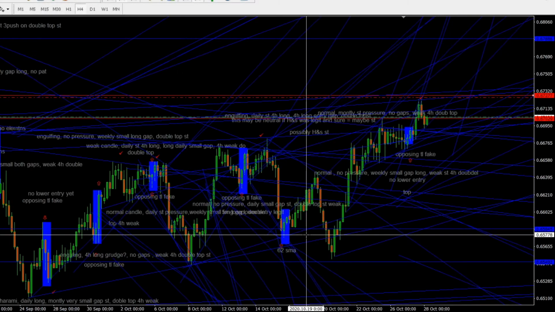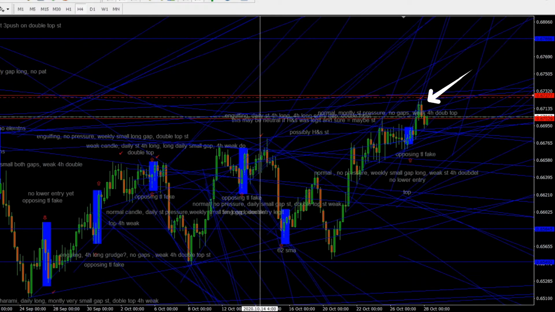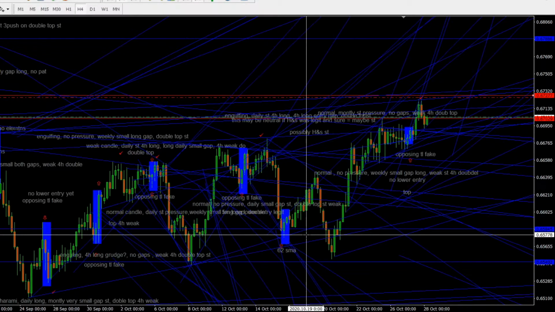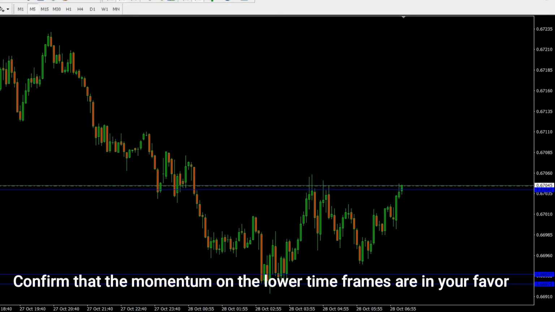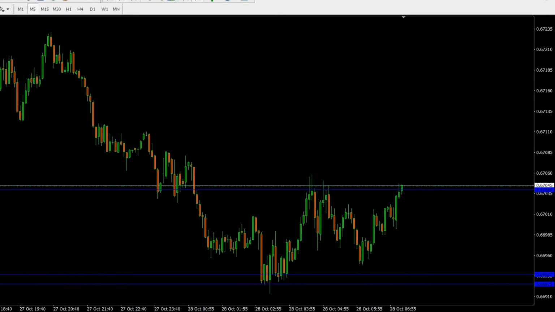Here we go. I enter short on the close of this 4-hour candle. Then, immediately, switch to the 1-minute chart. After entering a trade, for another layer of precision in your strategy, watch the lower time frames price action to confirm that the momentum on the lower time frames are in your favor. So in this case, I want the lower time frames price action to have momentum short. And at this juncture, price retains its short momentum.